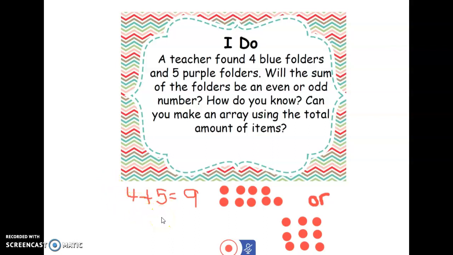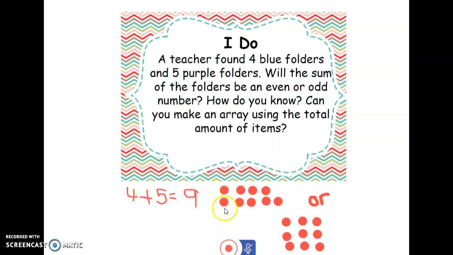Now here's one way to find your answer by creating an array. We know we have 4, 1, 2, 3, 4, and we have 5, 1, 2, 3, 4, 5. Remember I said earlier this week, that in order for a number to be even, it must have a partner.